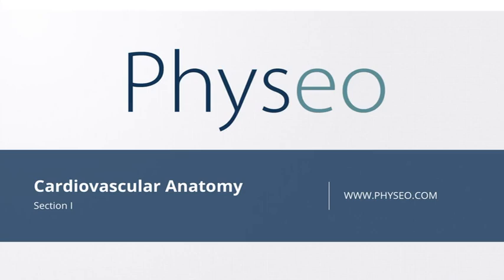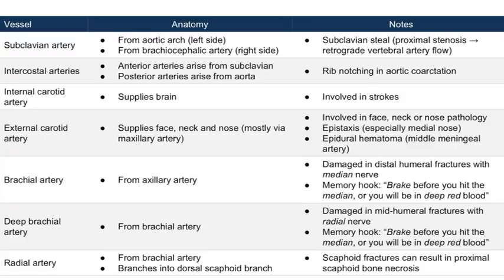Welcome to Section 1 of Cardiovascular Anatomy. In this section, we will discuss the arteries of the upper body, including the head, neck, and upper limbs. It's important to know that anatomy for board exams is tested using pathology. What this means is that you need to know relevant pathology and be very familiar with the anatomical structures involved.